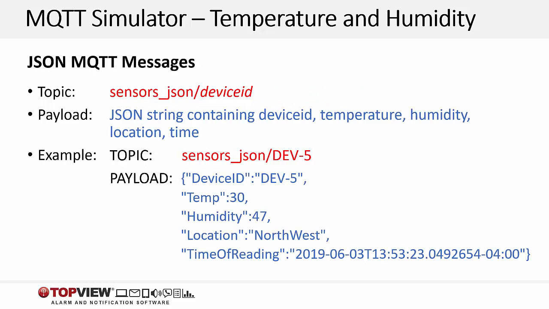Each of the simulator's JSON MQTT messages contain a temperature and humidity value, plus additional information about the reading. The message topic starts with the static text sensors underscore JSON, followed by the device ID of the sensor that generated the message. The message payload is a JSON string that contains the device ID again, the temperature and humidity readings, the location of the sensor, and the time of the sensor reading. TopView will need to parse the JSON string to retrieve the temperature and humidity readings. We can also parse the time of the reading and any other fields that appear in the JSON string.